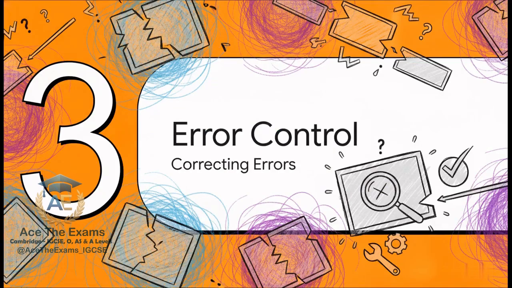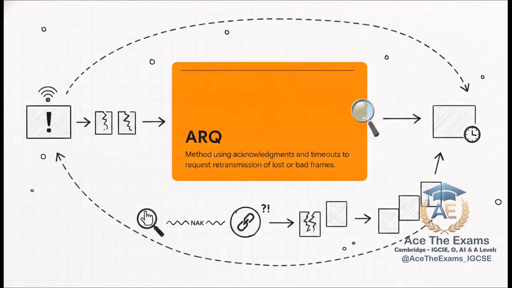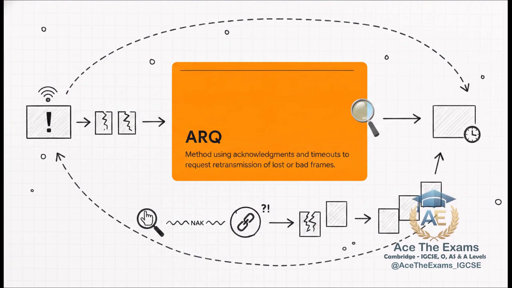All right, Section 3, Error Control. How can errors be corrected? So no matter how perfectly we manage the flow, the real world is going to mess with our signals.